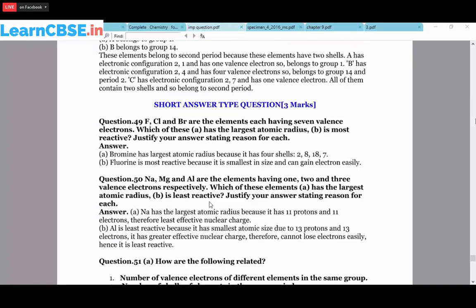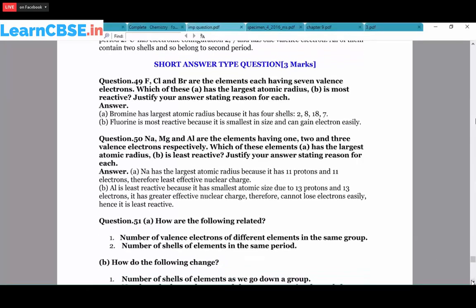Which one is the least reactive? Aluminum is the least reactive because it has to lose 3 electrons. So we have to supply more energy to remove the electron from the outermost shell. And also it has the greater nuclear charge.